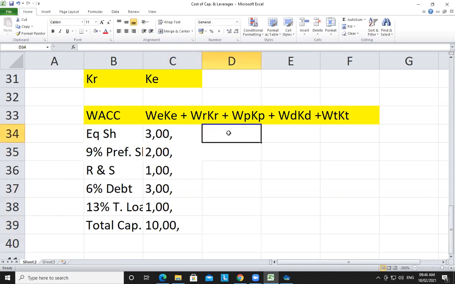So what is the weight? Weight of equity, total weight will be what? Remember the weighted average? 100. Take 1, I mean if you take 100 that will also work. So this is 30%. So 0.30, 0.20.